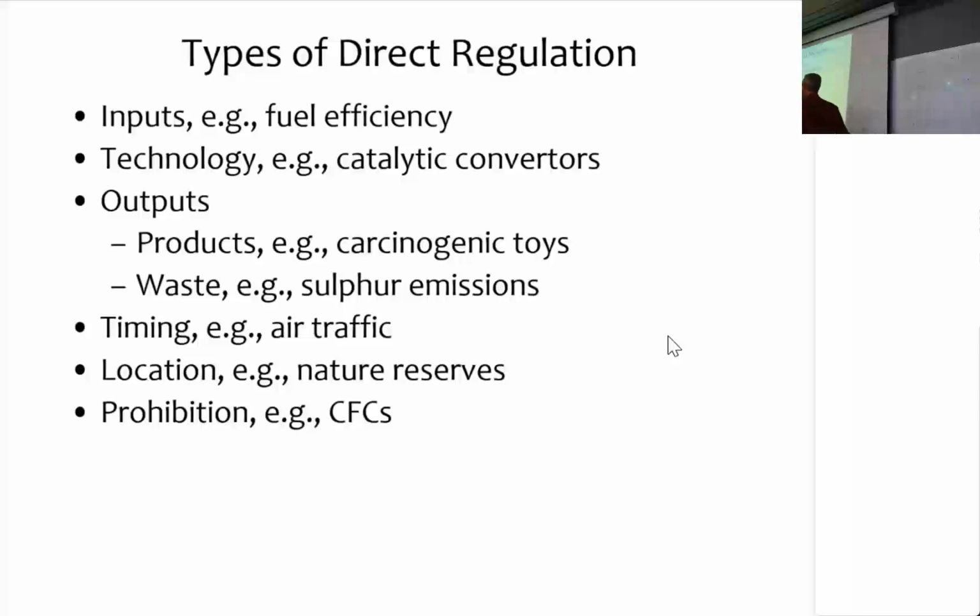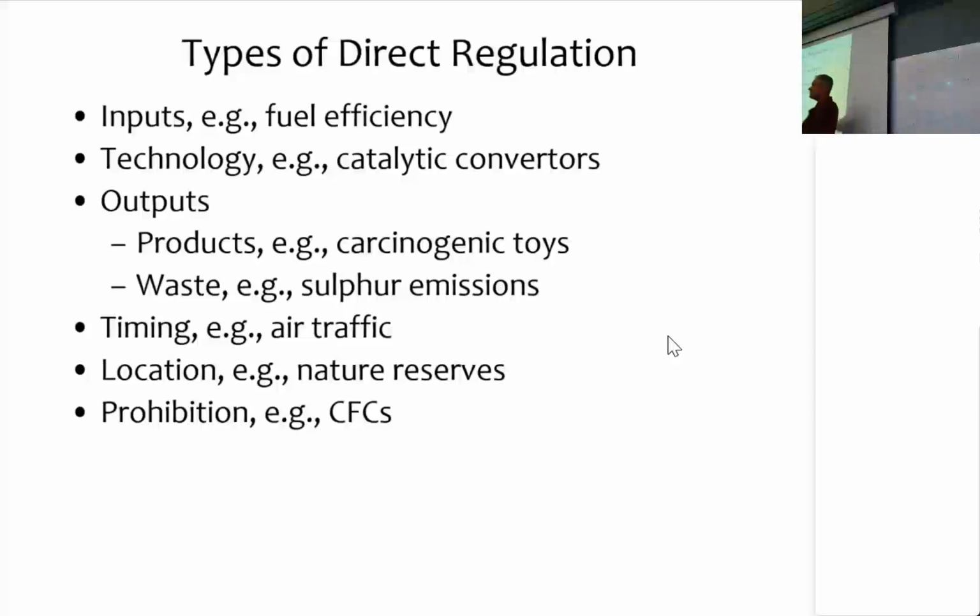You can also have regulations on the waste products. And the example listed here is sulfur emissions. If you want to run a power plant, then you can emit only so many kilograms of sulfur, so many grams of sulfur per kilowatt hour generated, right? And if you go above that, they will simply come and close down your power plant. So that is a regulation on a waste product.